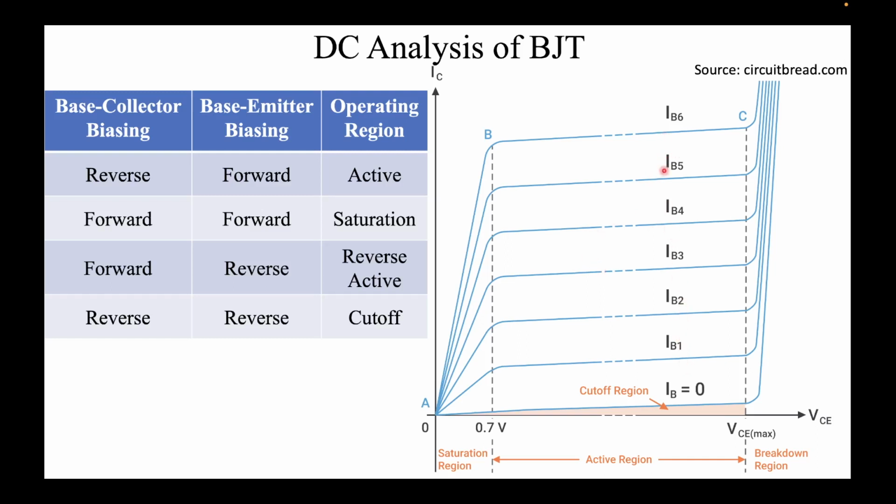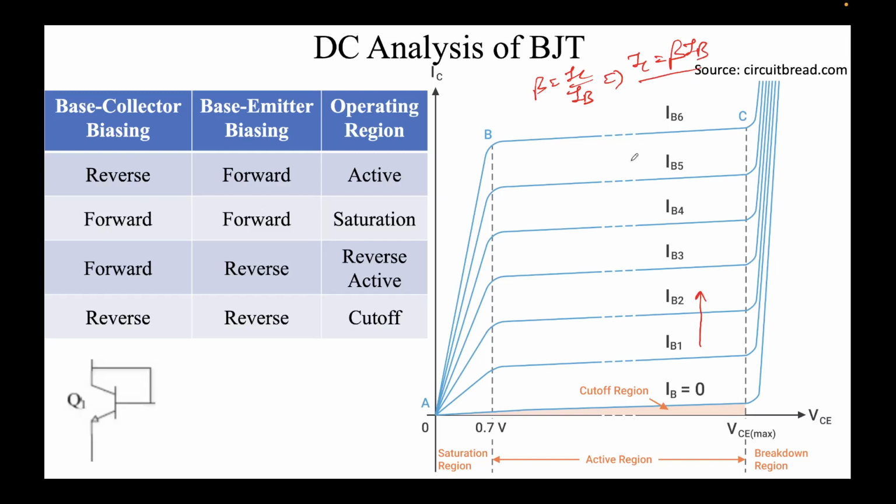As we increase the IB, because we know that beta equal to IC upon IB, this gives us IC as beta IB. So as IB increases in this direction, naturally IC should also increase according to this formula. Right, so we have established that BJT can be used as a current source.